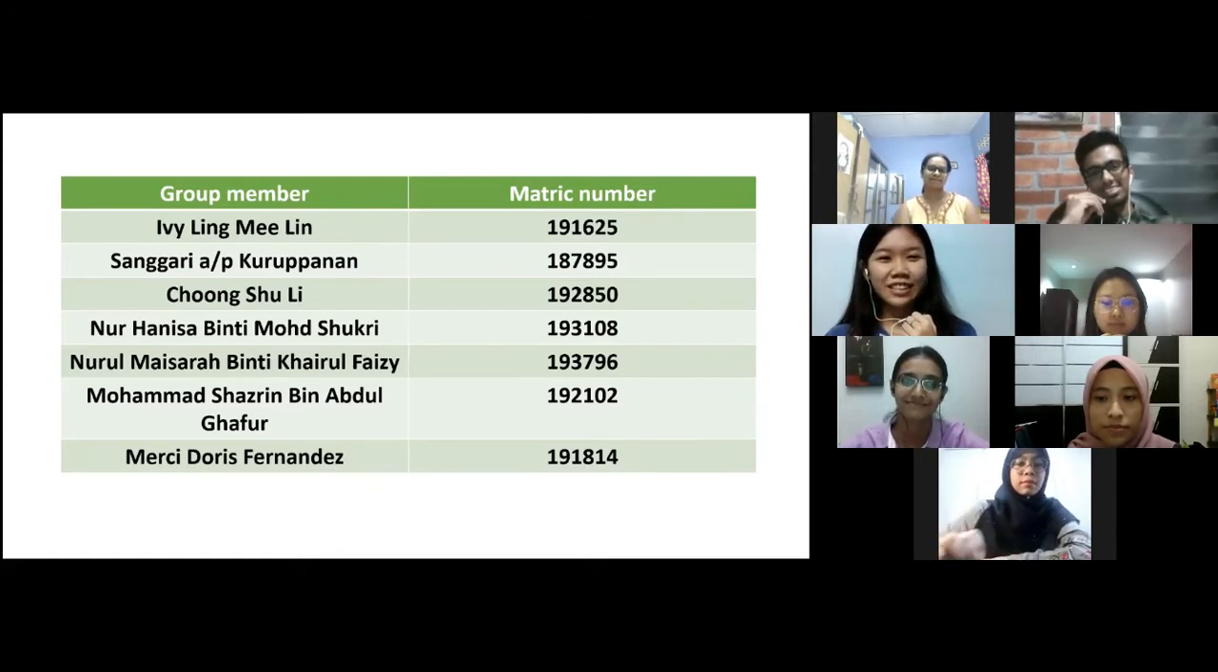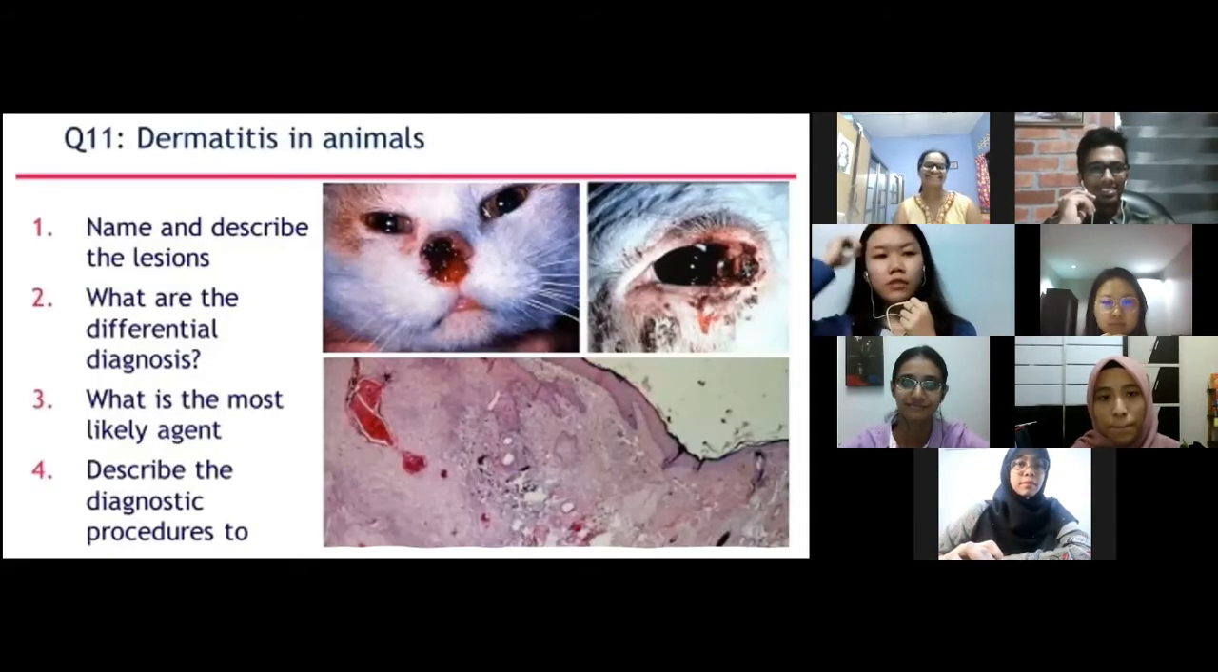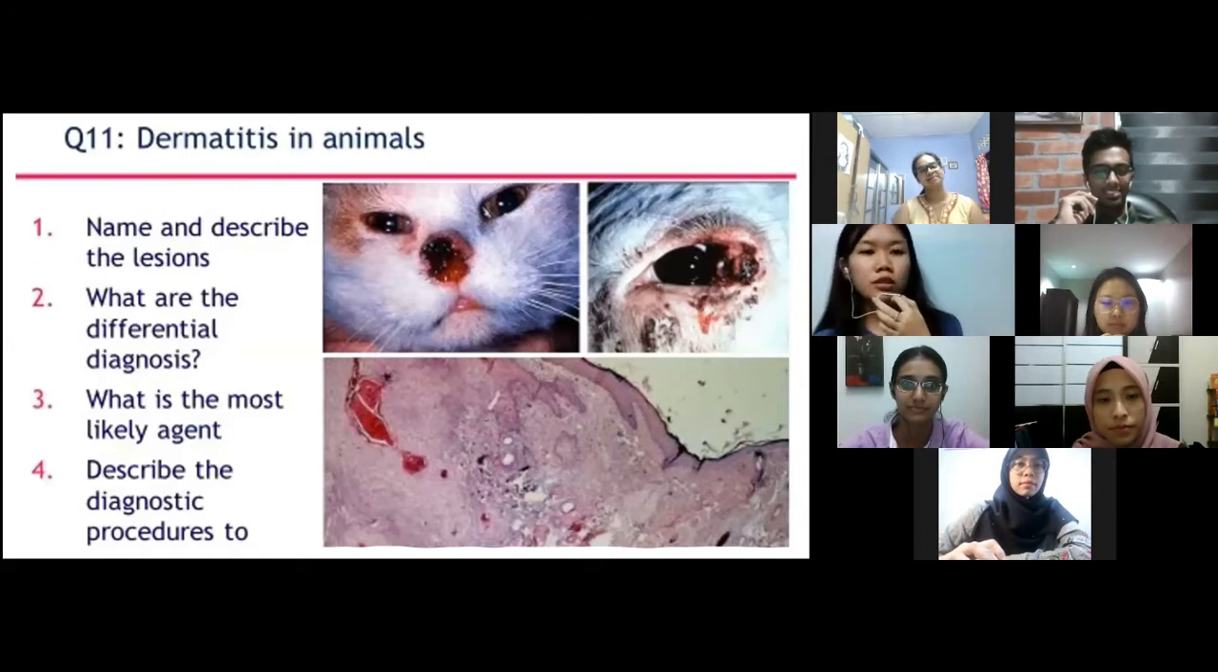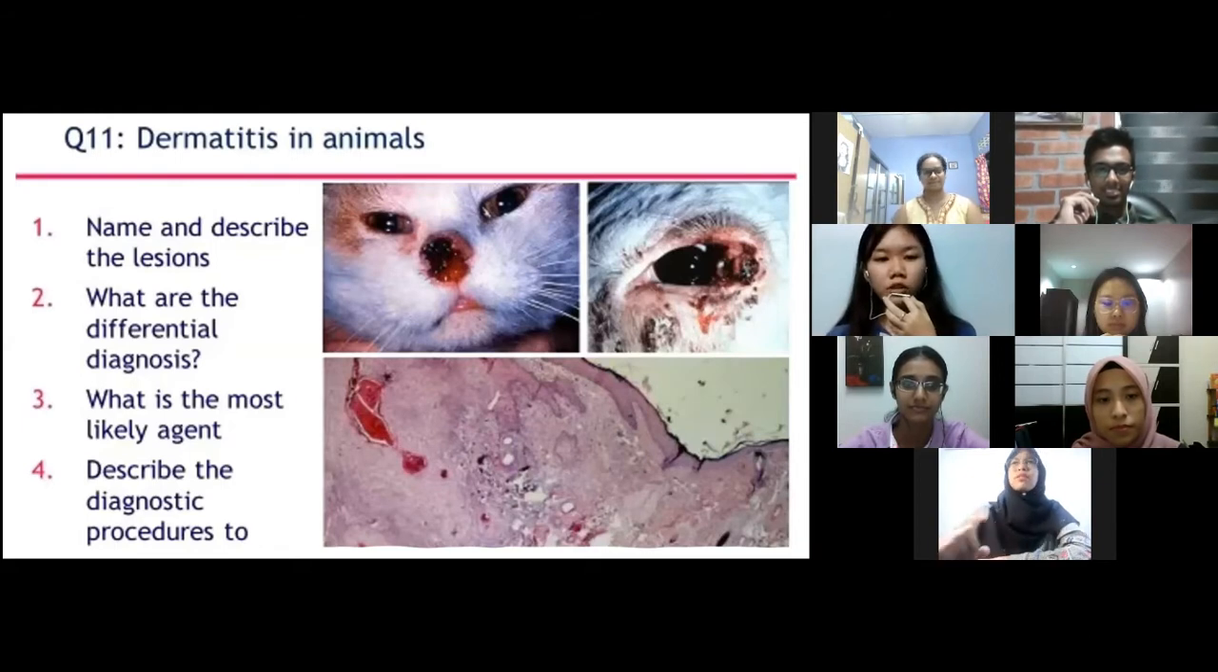Okay, let's proceed. So the case study we get is question 11, dermatitis in animals. There are 4 questions. The first one is name and describe the lesion. The second is what are the differential diagnoses. The third is the most likely agent. And the fourth is to describe the diagnostic procedure. So we will proceed to the first question.